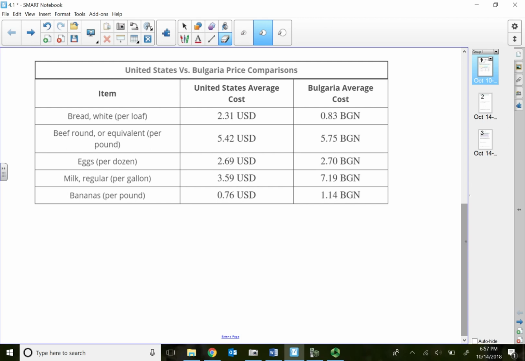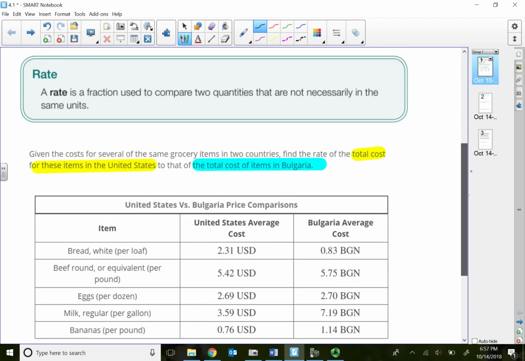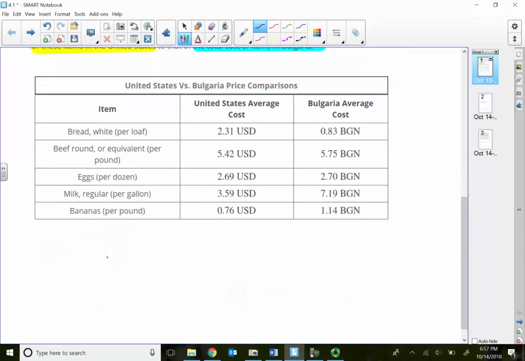Since I want to find the total cost for all these grocery items, I'm going to add them up first. This problem actually wants me to compare, because a rate is a comparison: United States to Bulgaria. The U.S. total cost has to be on the numerator, it goes first, and then as compared to the Bulgaria total cost.